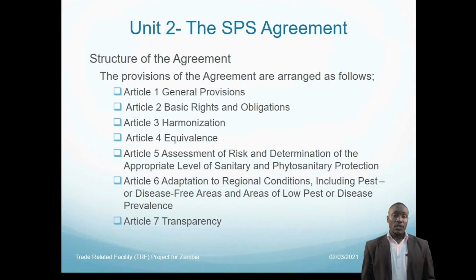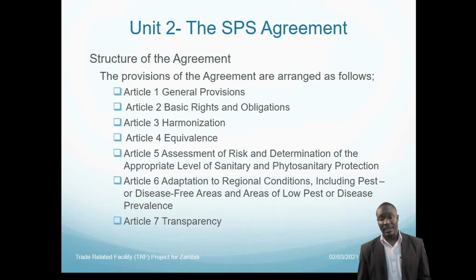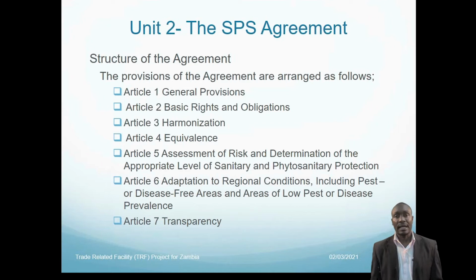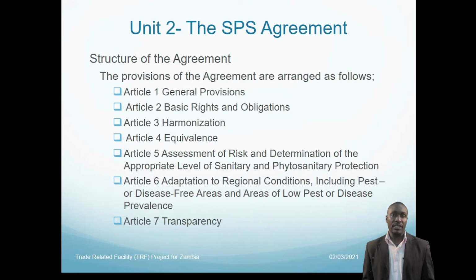So that's your equivalence, and then you also have the assessment of risk and the determination of the appropriate level of sanitary and phytosanitary protection. So risk assessment is basically in your Article 5, and it should be the basis for your SPS measure, really. And that is why this SPS agreement sits in very well in this framework of the risk analysis training sessions. Your measures should be informed by some assessment of the risks that you have identified as being of interest or concern to you.